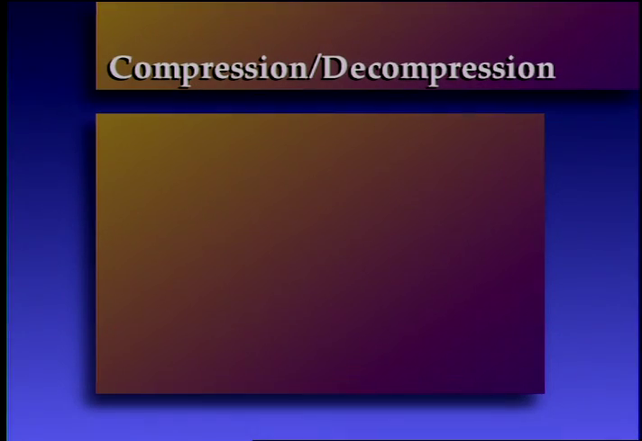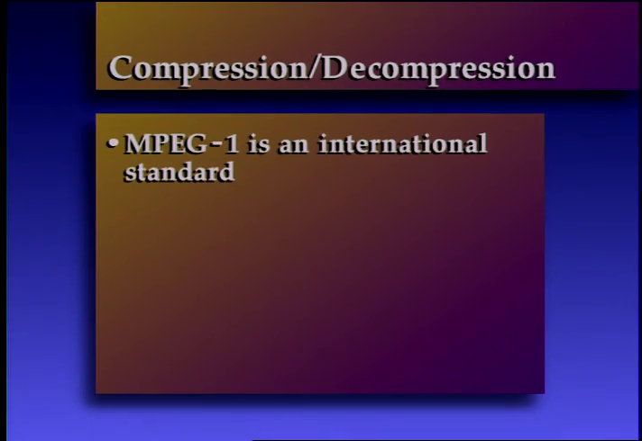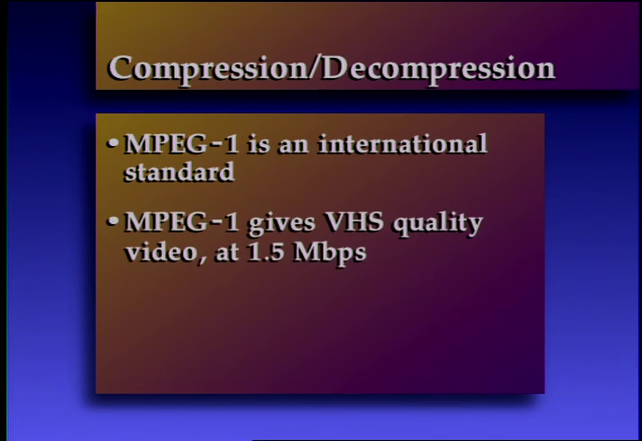So this brings us to the issue of which compression standard to select. Well, MPEG-1 is an international digital video compression standard with growing acceptance. It gives video quality comparable to analog VCRs at a bandwidth of around 1.5 megabits per second.